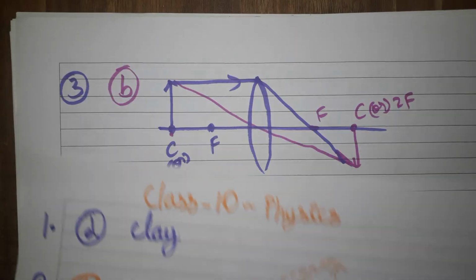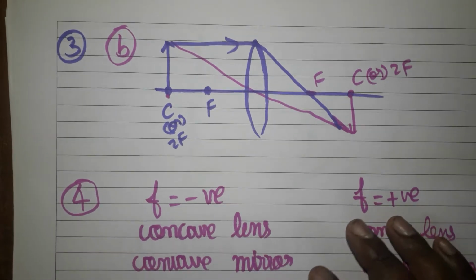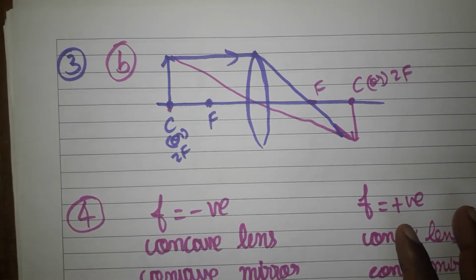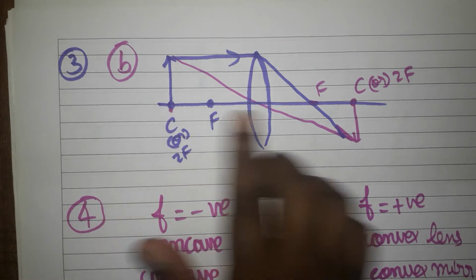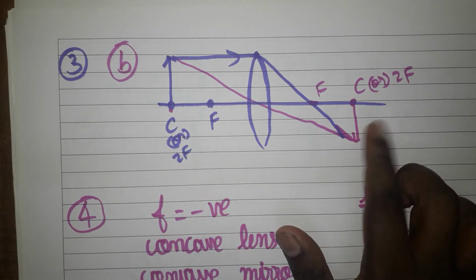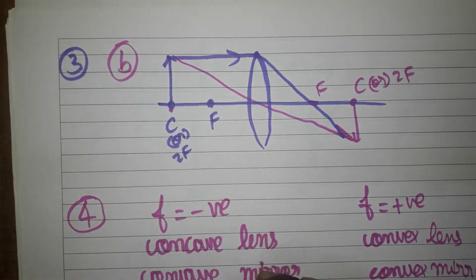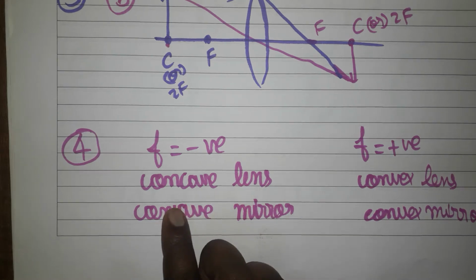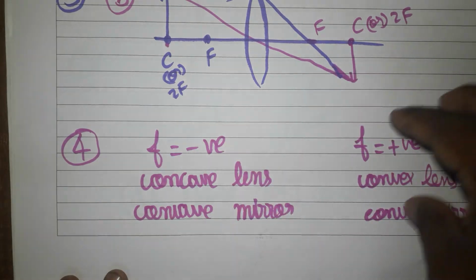Second question. I am solving class 10 physics book back NCERT solutions. Then, when will the image be the same size using a convex lens? When the object is placed at C, the image will be formed at C. Real, inverted, same size. So the option is going to be B. Now question number 4. Which type of lens can we call a negative lens? It's going to be the concave lens and concave mirror. Both can be negative. Positive is convex.